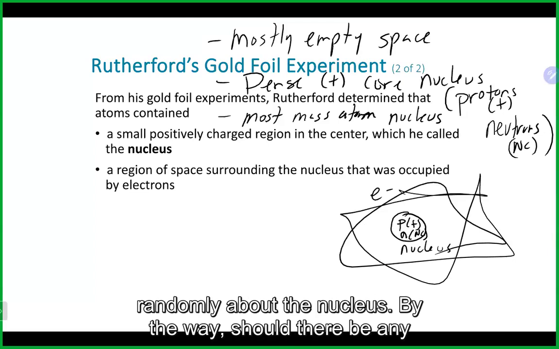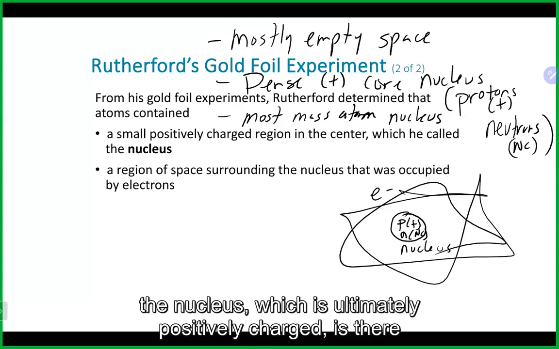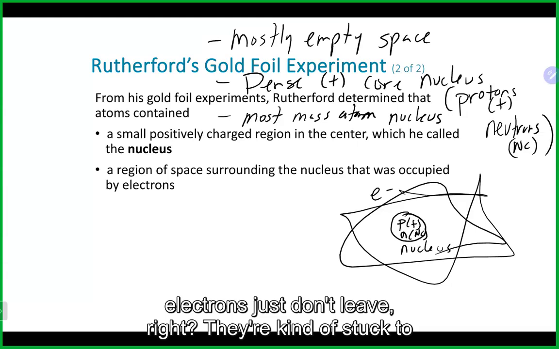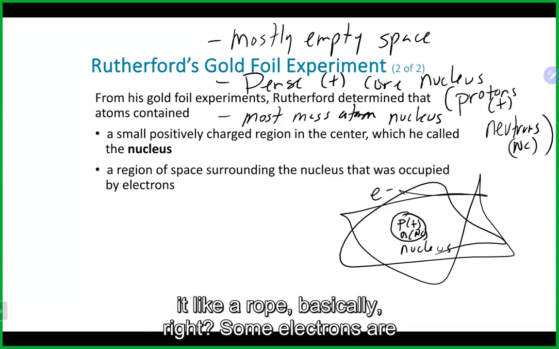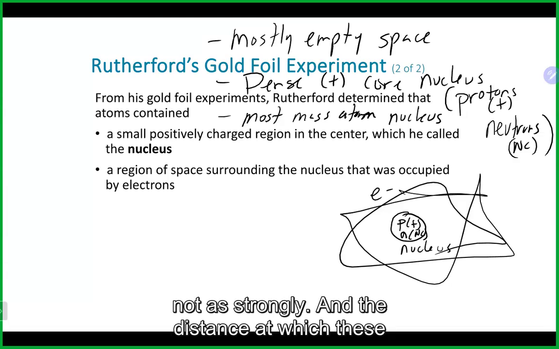By the way, should there be any attraction between the electron, which is negatively charged, and the nucleus, which is ultimately positively charged? Is there attraction there? There absolutely is. It's why your electrons just don't leave. They're kind of stuck to it like a rope, basically. Some electrons are strongly attracted to it. Some are still attracted to it, but not as strongly.